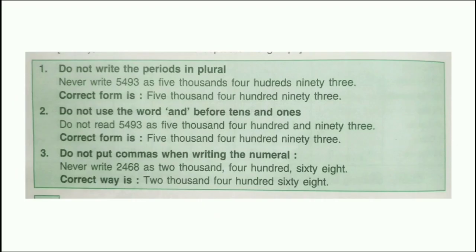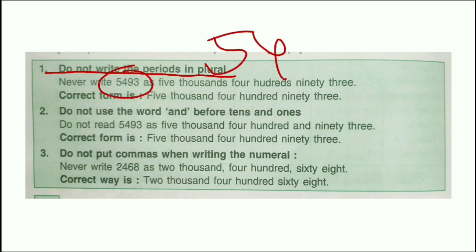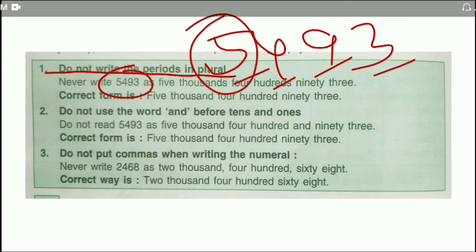Got it? Okay, there are some rules on how to numerate the number. 3 rules are there. First one is saying that do not write the periods in plural. Never write the periods in plural. Suppose that this is the number 5493. If you will numerate it, then what will you say? Ones, tens, hundreds, thousands. It means 5400. So 5000, not thousands. Got it?